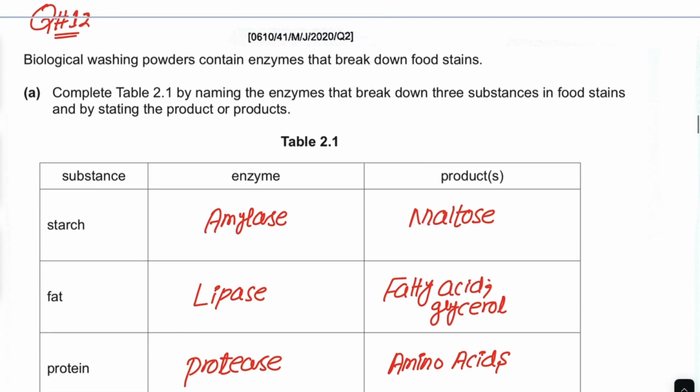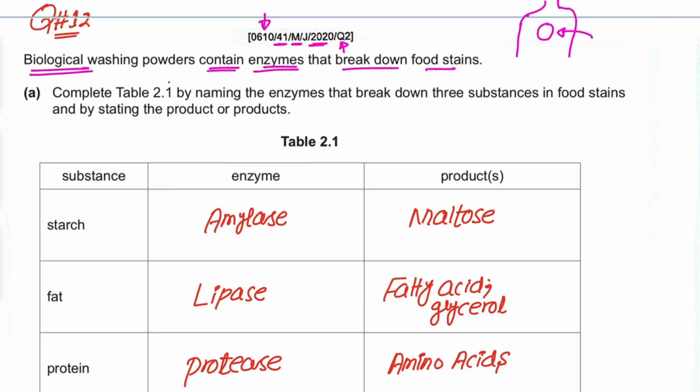Moving onward to question number 12, which appeared in May-June 2020. The question number in your paper was question 2, variant 41, and here is your paper code. They say we have biological washing powders, and they contain enzymes that break down food stains. Like if a person was wearing a shirt and eating food, and some of the stain got deposited on the cloth, we know this food stain would have protein, and it can have fats in it. If we wash this cloth with a biological washing powder containing enzymes, this stain would be easily removed.